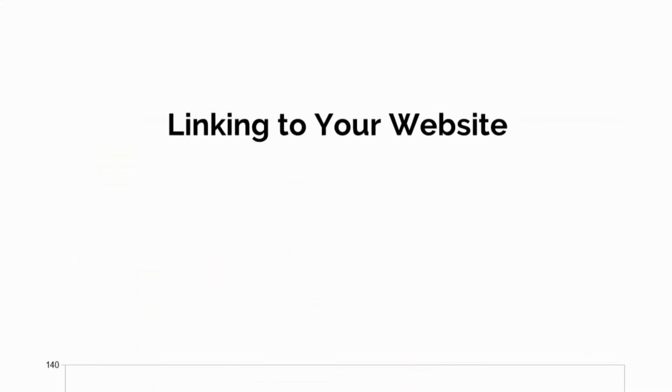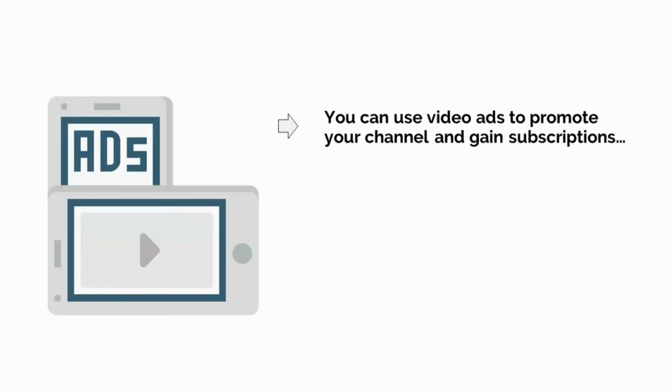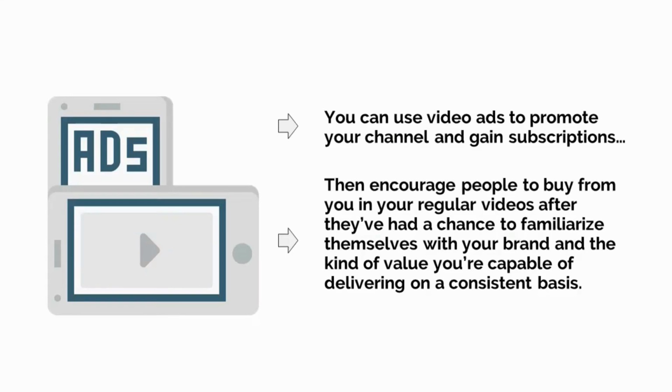As mentioned earlier, it's possible to link in-search ads to any page on your website, such as a landing page or a link, by using captions. You can also do this with the other videos on your channel, and this is a great way to drive more traffic to your sales pages and increase profits. It also makes a lot of sense from a long-term content marketing perspective. In other words, you can use video ads to promote your channel and gain subscriptions, then encourage people to buy from you in your regular videos after they've had a chance to familiarize themselves with your brand and the kind of value that you're capable of delivering on a consistent basis.